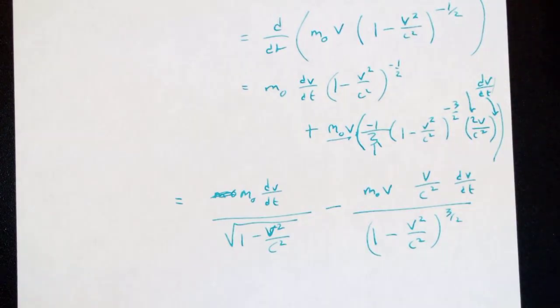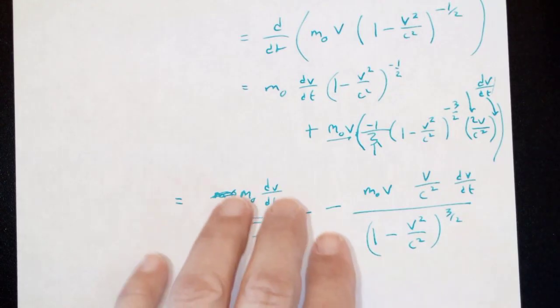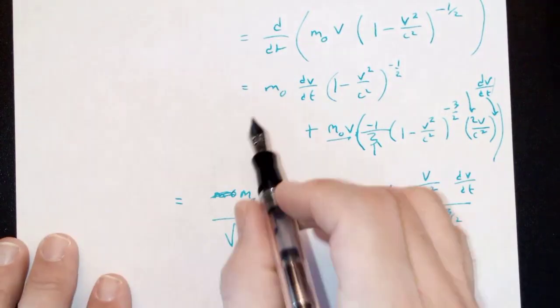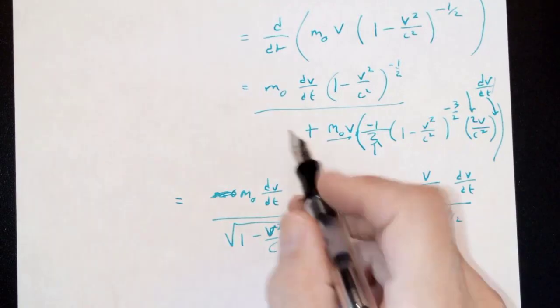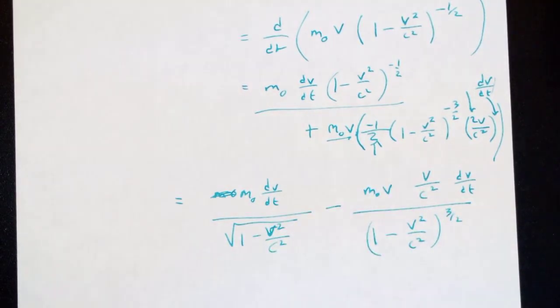I'm sorry? Here. The first part of my product rule. Part 1, part 2. So far, so good? It's gross and disgusting, but it seems to be right.